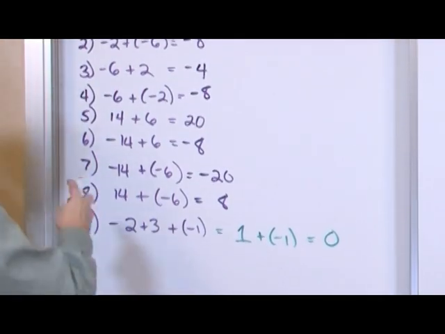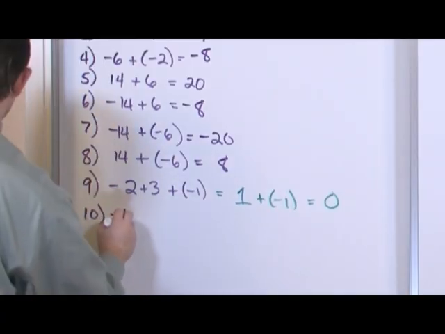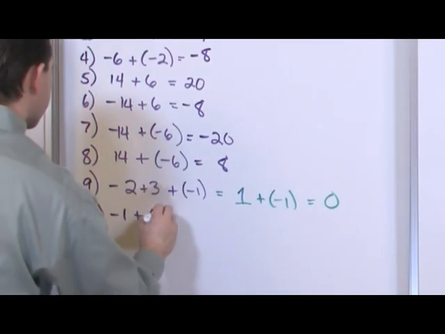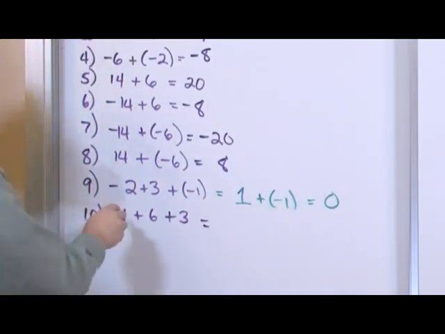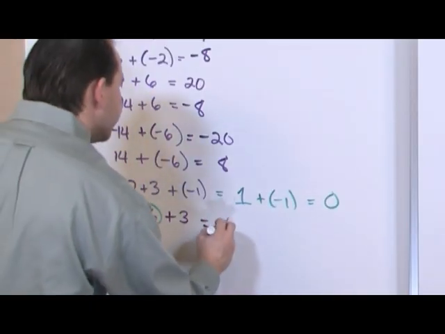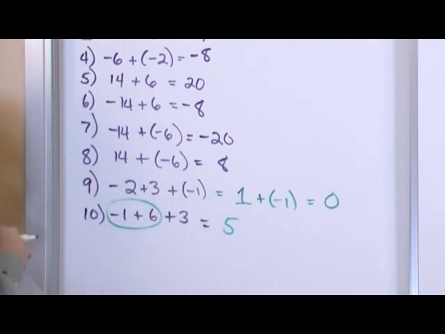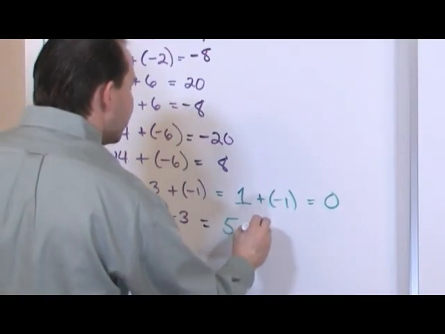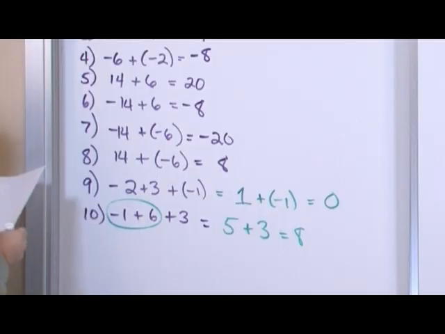Okay. Now let's say I have negative 1 plus 6 plus 3 is equal to. You work left to right. So first, let's deal with this. Negative 1 plus 6 is going to be positive 5 because 6 minus 1 is 5. And the sign always comes from the bigger number when we're subtracting like that. We still have our plus 3 that's still here. So 5 plus 3 is 8.